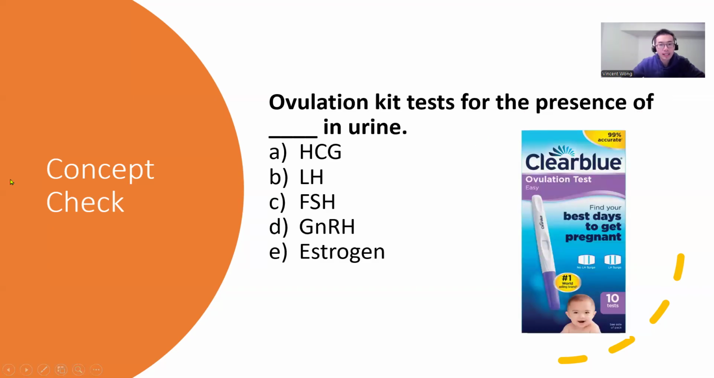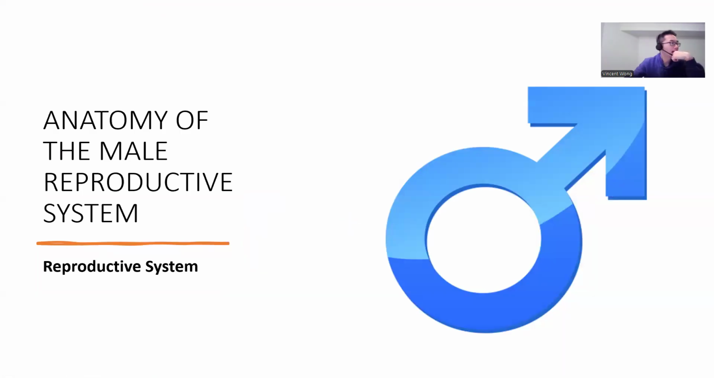Ovulation kits test for the presence of, let's try another one here. This is the common brand for the ovulation kit. You can get it from Dollarama. It says on the box, LH surge, right there. The answer is LH. And that is it for the reproductive system.